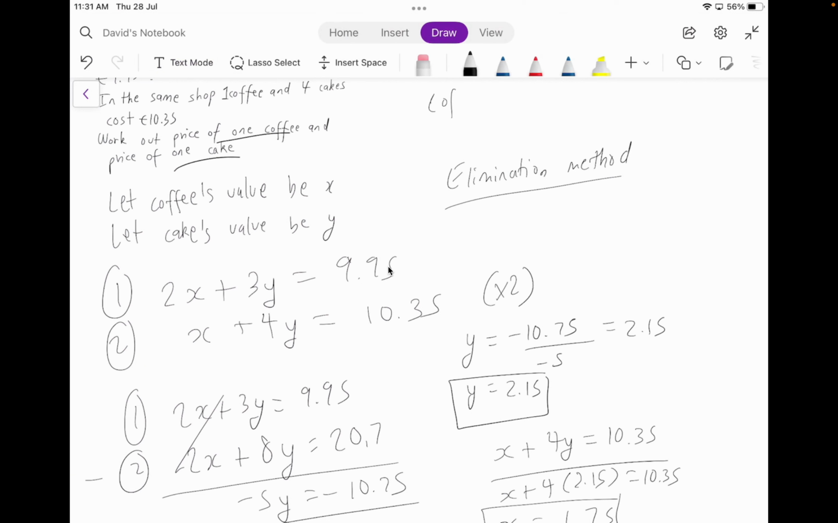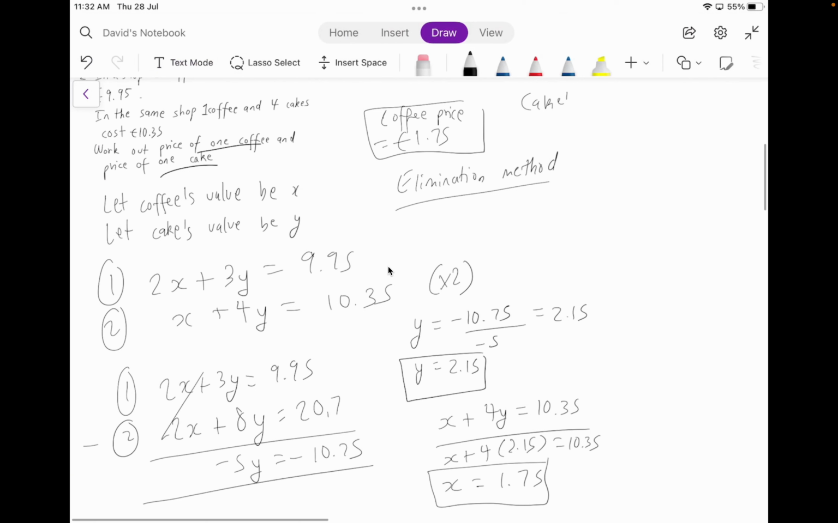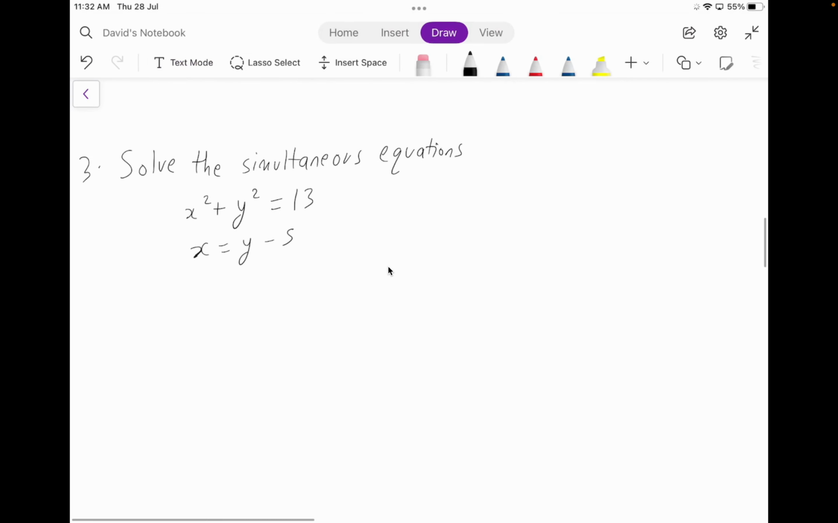I'm going to write here: coffee's price is equal to pounds 1.75, and the cake's price is equal to pounds 2.15. So that's your value. There you go. This is your answer. Okay, let's move on to the next question. The next question states that you have to solve the simultaneous equations.